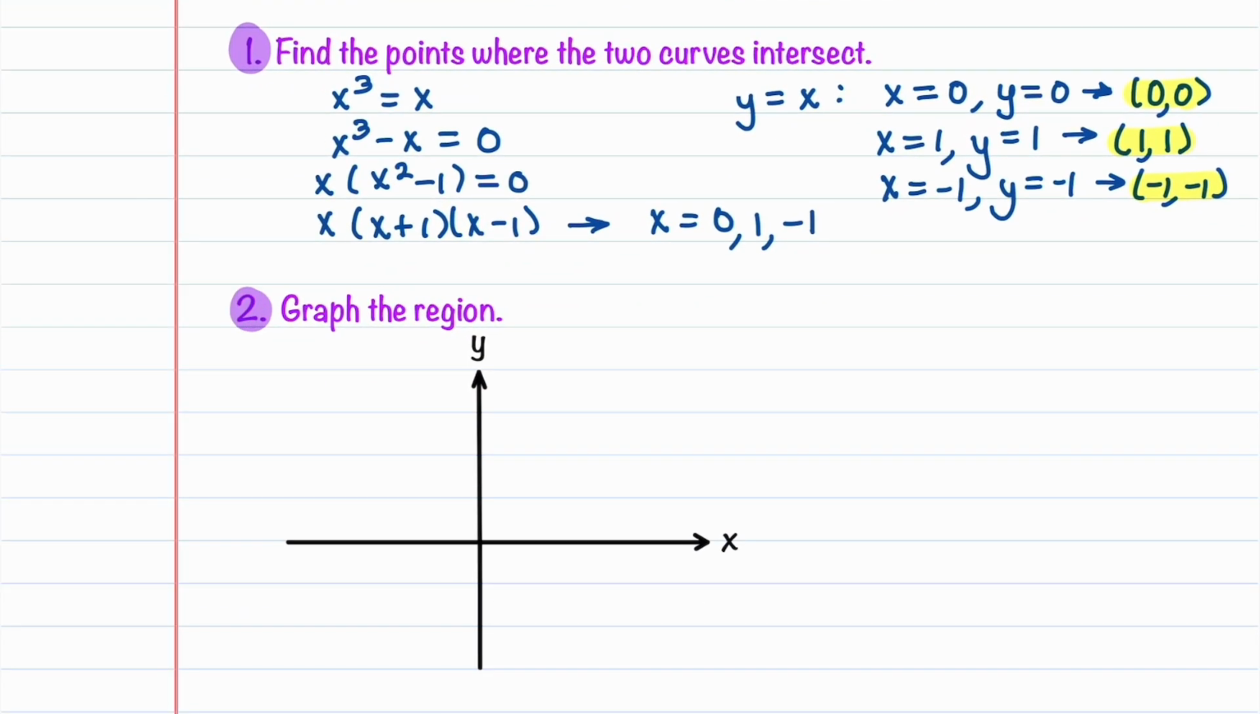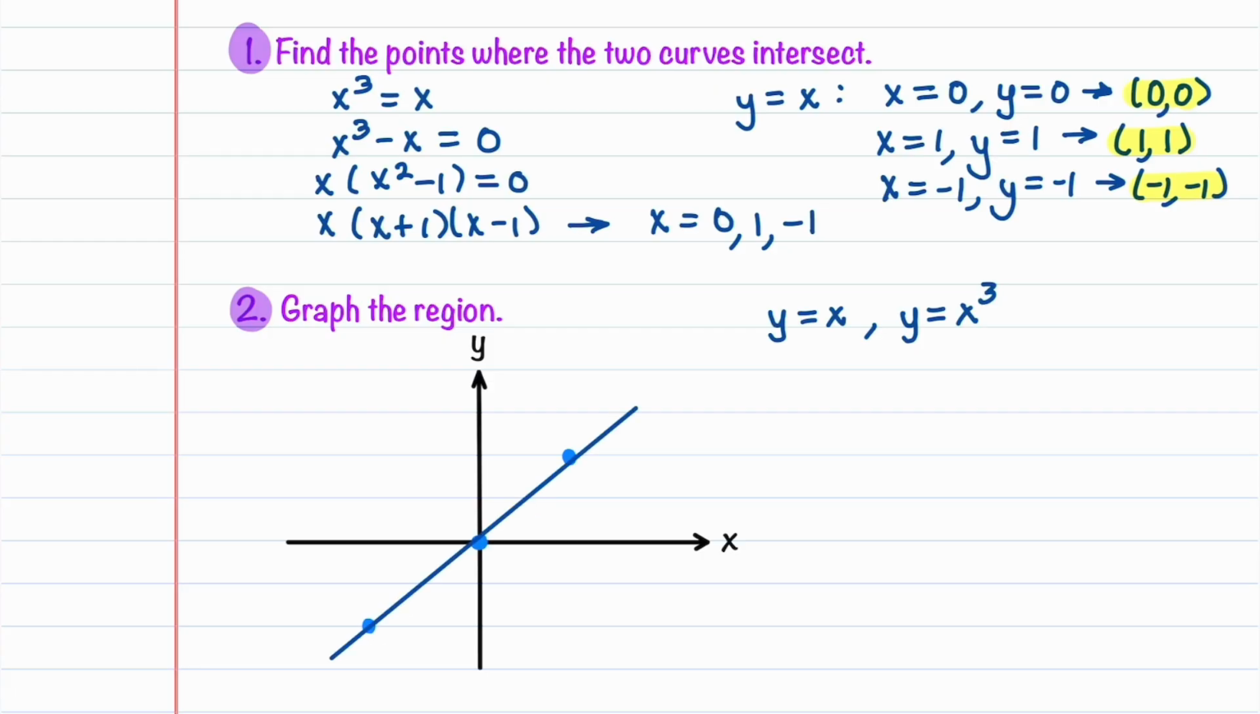In step 2, we are going to graph the region. Let's start by plotting these 3 intersection points that we just found. 0, 0 is here. Let's put 1, 1 up here to give us a little bit more space, and then we'll put minus 1 down there. Now we're going to graph our 2 curves. We have the curve y is equal to x, and we have the curve y is equal to x cubed. Let's graph y is equal to x first because that's easier. That's just going to be a line that passes through these 3 points.